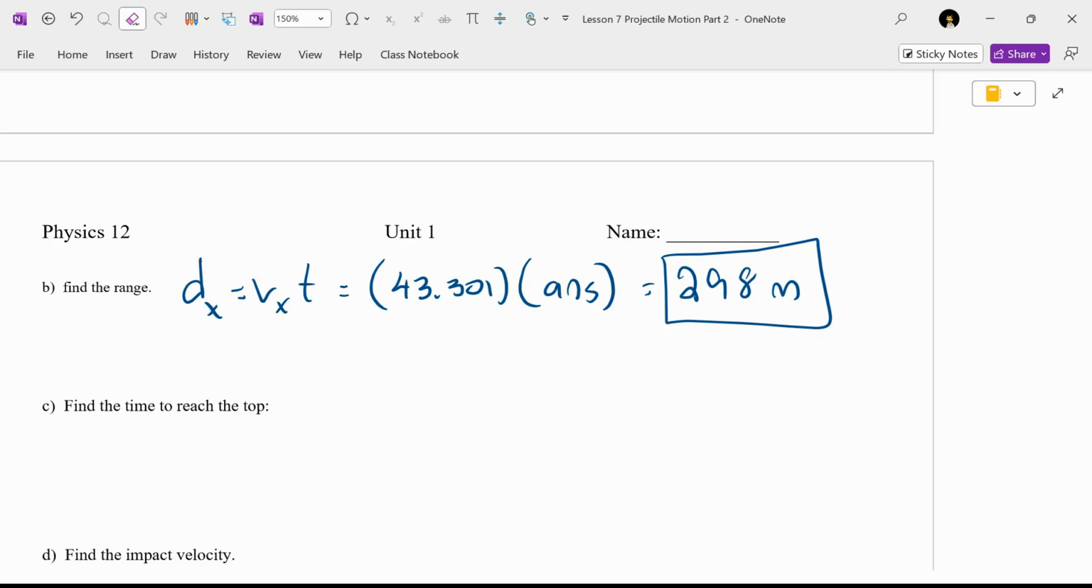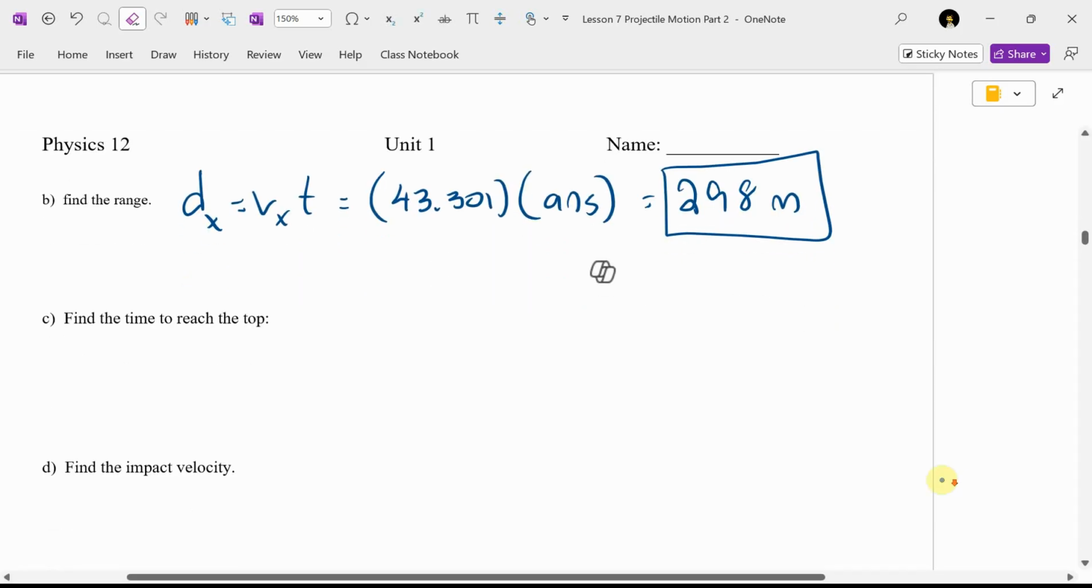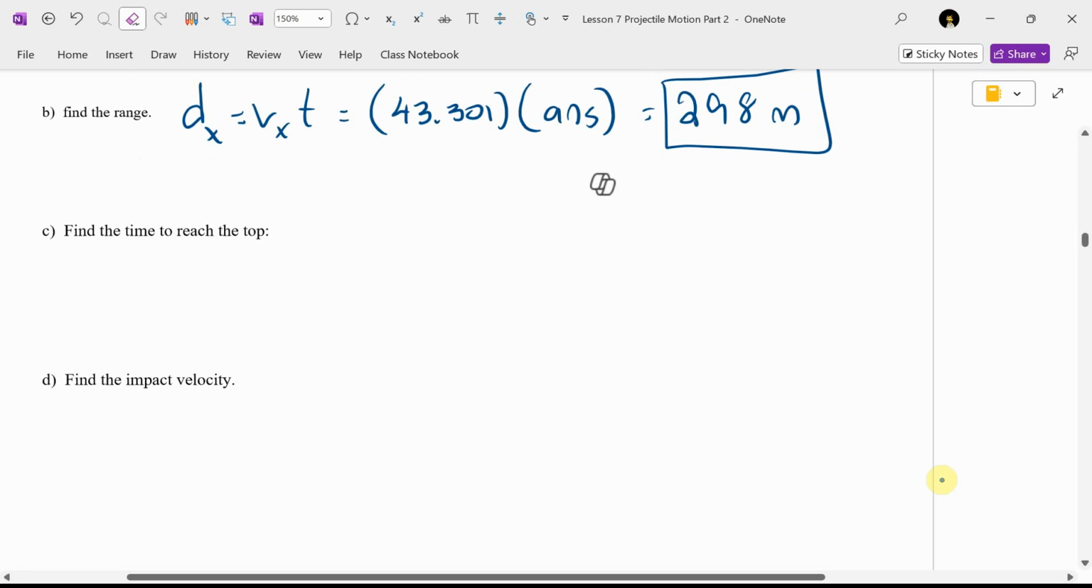That's a question I can ask you if I give you a projectile launched from a cliff at an angle. Or I could ask you part C. Okay, what does part C want me to find? First of all, time to reach the top. Do you think we're going to handle this vertically or horizontally? The word top, what would that suggest?